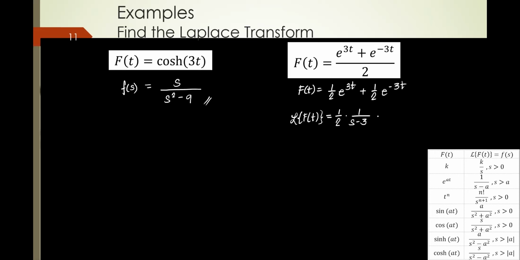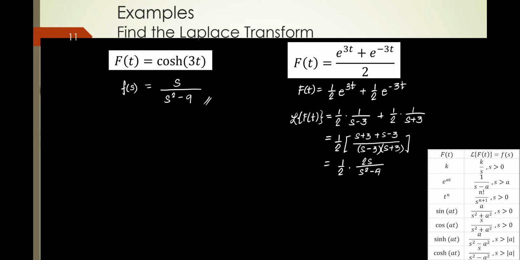One over s minus 3, that's correct. Plus 1/2 of what? 1 over s plus 3. So that means if I remove the 1/2, I'll end up with s minus 3 and s plus 3. So this is s plus 3 plus s minus 3, 1/2 times 2s over s squared minus 9. And simplifying this, you'll end up with s over s squared minus 9.